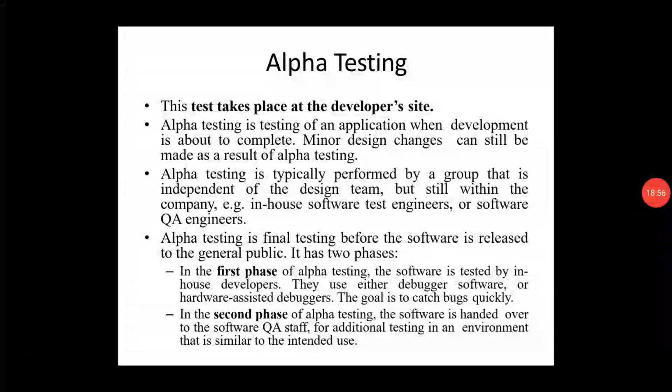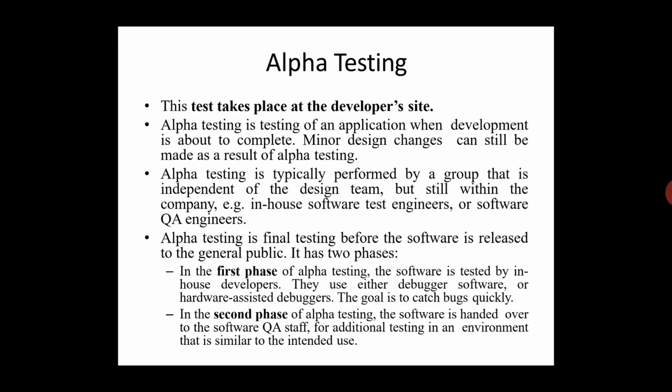Alpha testing is typically performed by a group that is independent of the design team. It's a special team, but still within the company. For example, quality assurance engineers may be a part of this alpha testing. So, alpha testing is the final testing before the software is released to the general public.